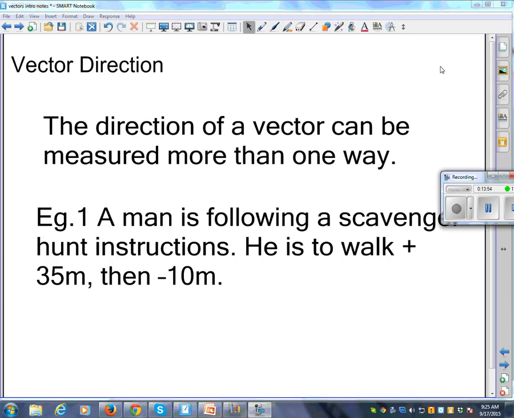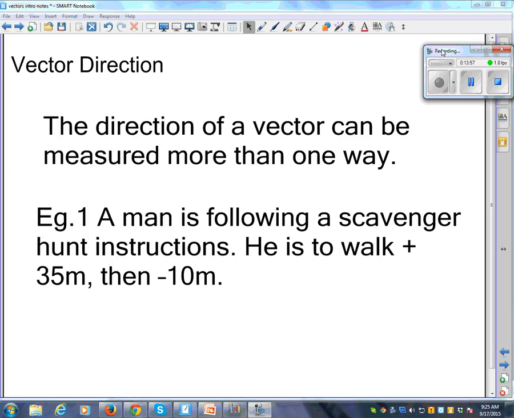Okay. Now we need to talk about direction. What are the naming conventions? How do we describe direction? I'll start with the easiest and we'll work our way to the hardest. Direction of a vector can be measured more than one way. Here's an easy example. A man is following a scavenger hunt. It's a terrible scavenger hunt. He used to walk plus 35 meters and then minus 10 meters. In other words, 35 steps to the plus, which would be generally forward to the right, maybe you might say, and then 10 steps back.